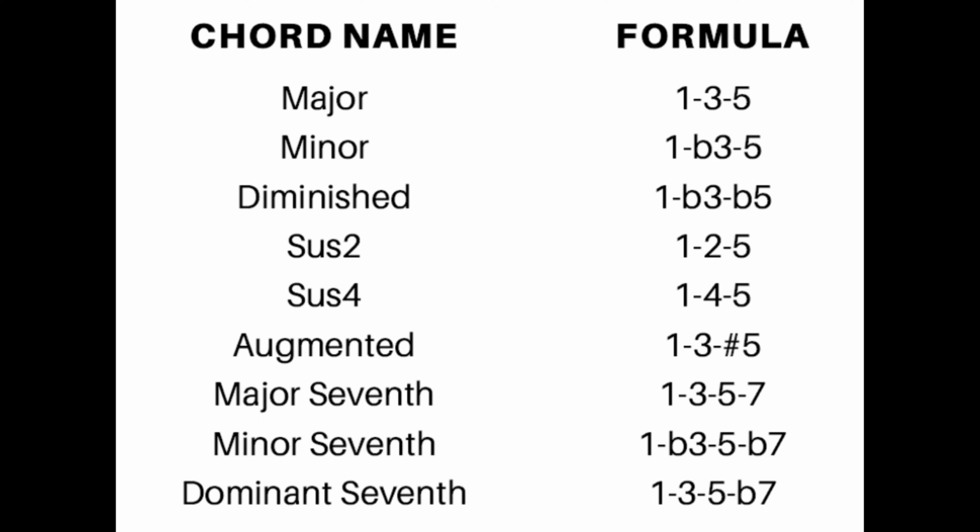Major seventh and dominant seventh are major chords in that they both have a major third, but the difference is on the seventh. The major seventh has a major seventh on the end, and the dominant has a minor seventh. Lastly, the minor seventh is a lot like a minor chord, and they both share a flattened or minor third in the middle, but it also has a minor seventh on the end.